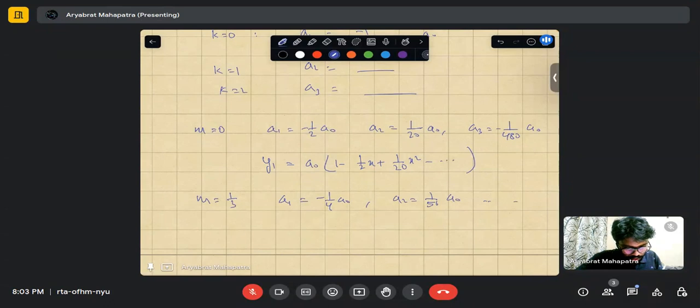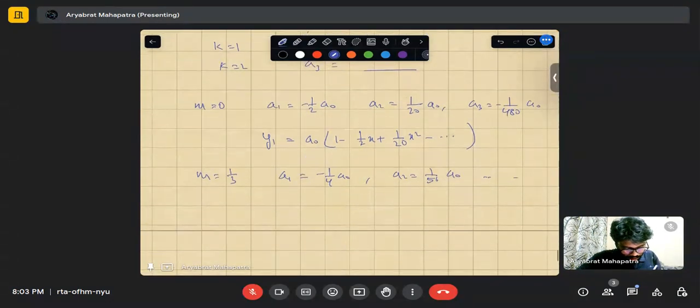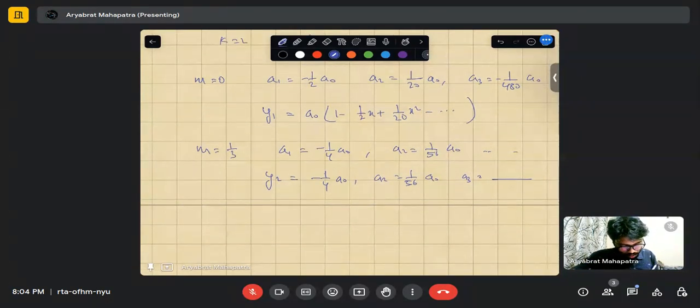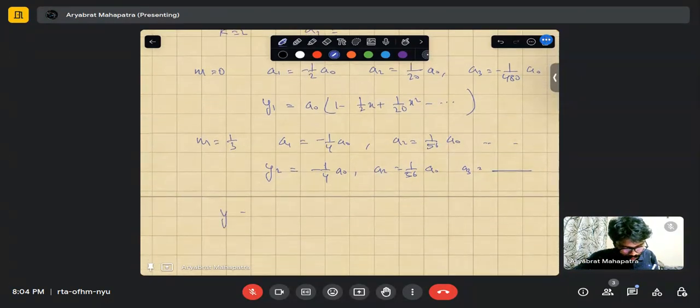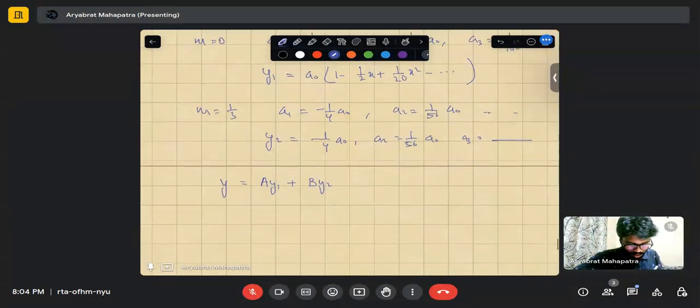So again here also you will get another solution. a2 equals 1 by 56 a0, and a3 equals something. So your final solution will be the superposition of two, since we are all dealing with linear ODEs. So your final solution would be something of this form.